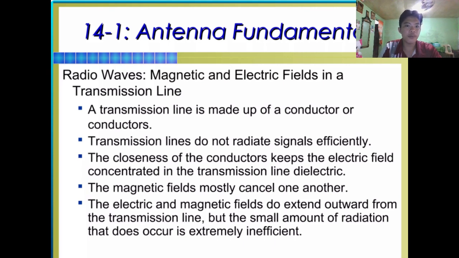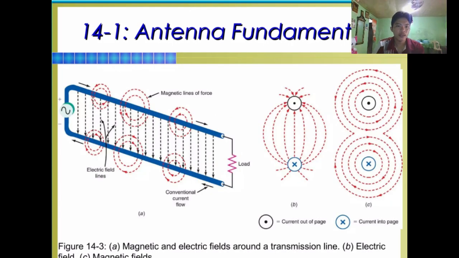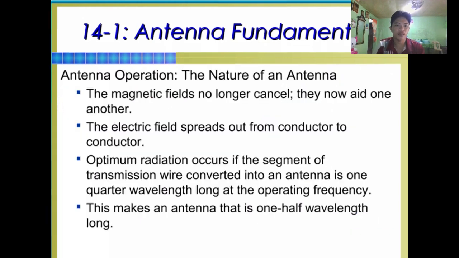A transmission line is made up of a conductor or conductors. Transmission lines do not radiate signals efficiently. The closeness of the conductors keeps the electric field concentrated in the transmission line dielectric. The magnetic fields mostly cancel one another. The electric and magnetic fields don't extend outward from the transmission line, and the small amount of radiation that does occur is extremely inefficient. This figure shows in picture A the magnetic and electric fields around a transmission line, in picture B the electric field, and in picture C the magnetic field.